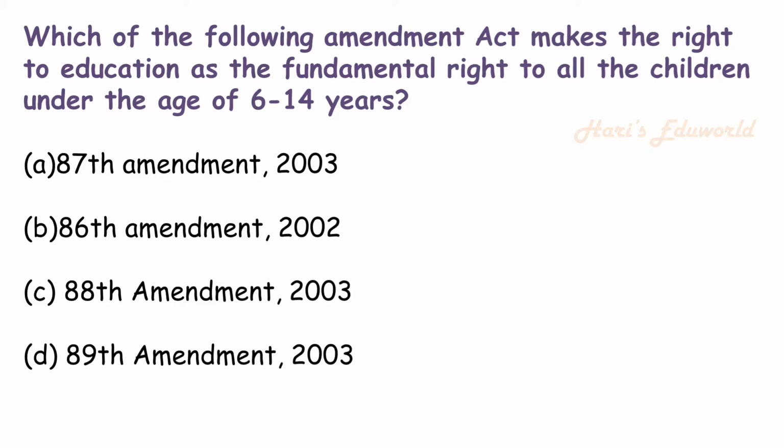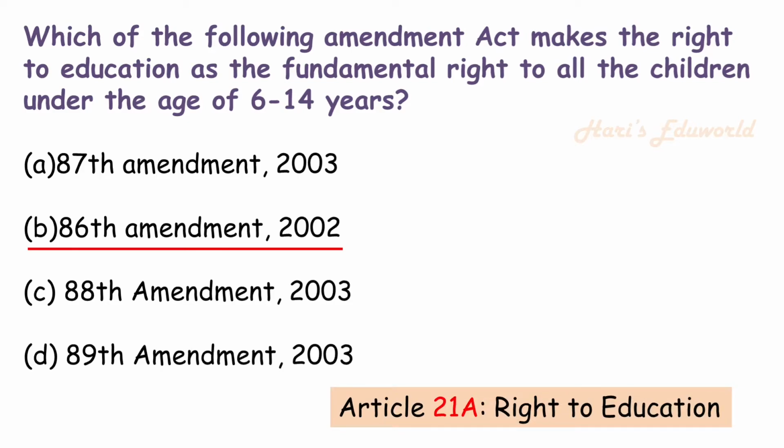Which of the following Amendment Act makes the right to education as the fundamental right to all the children under the age of 6 to 14 years? Answer option B, 86th Amendment 2002. And the article that is related to the right to education is Article 21A.